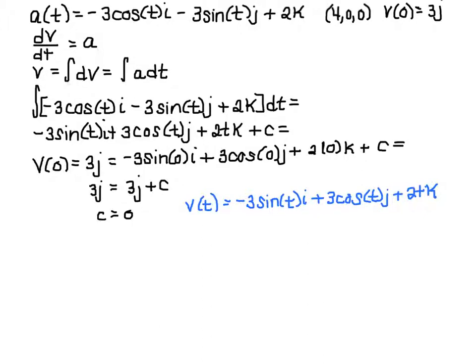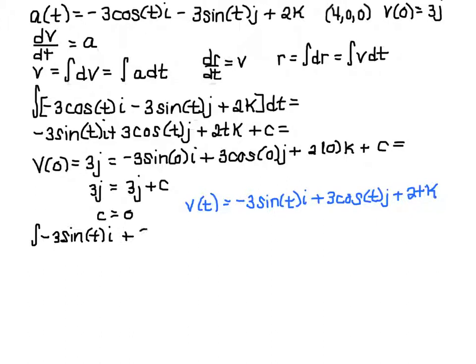Now we also know that the velocity is equal to dr/dt. So the change in r with respect to t gives us our velocity. So if we actually want to find our position equation, we know that r is equal to the antiderivative of dr, which is the antiderivative of the velocity with respect to t. Let's move this up here to give ourselves some room to work. And I'm going to start working underneath. We are going to take the integral of our velocity equation, which is a negative 3 times the sine of t in the i direction, plus 3 cosine of t in the j direction, plus 2t in the k direction, and this will all be integrated with respect to t.